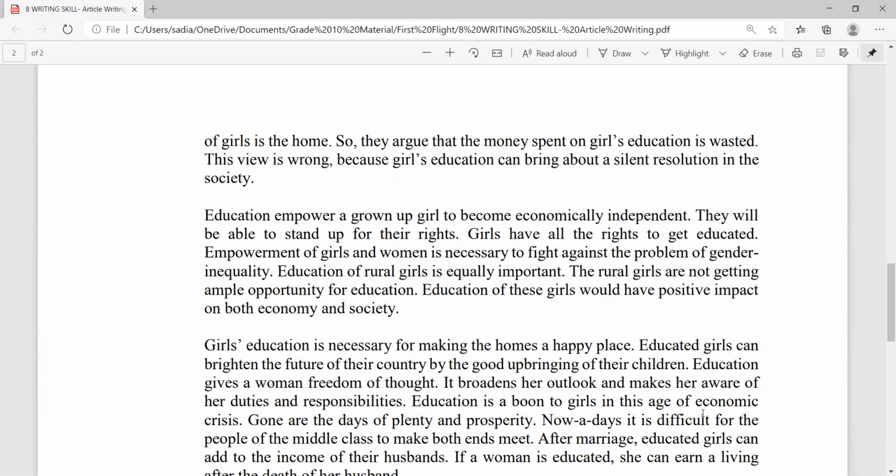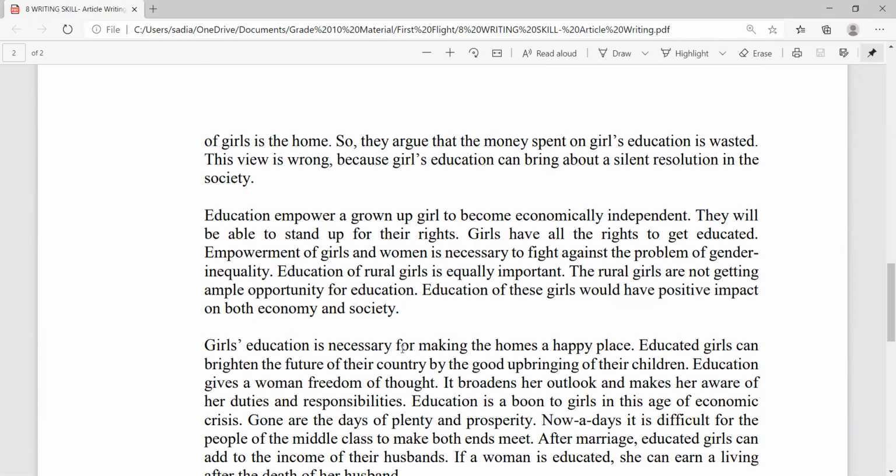This view is wrong because girls' education can bring about a silent revolution in society. Education empowers a grown-up girl to become economically independent. They will be able to stand up for their rights. Girls have all the rights to get educated. Empowerment of girls and women is necessary to fight against the problem of gender inequality. Education of rural girls is equally important. The rural girls are not getting ample opportunity for education. Education of these girls would have a positive impact on both economy and society.